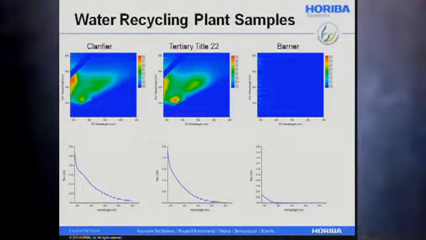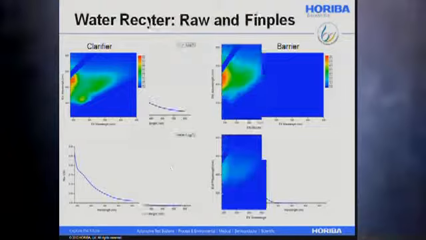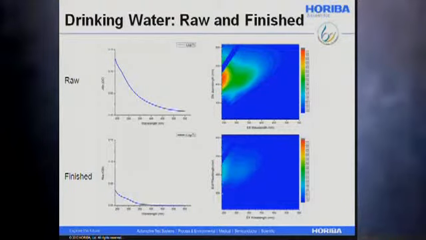Some of the applications here in terms of wastewater treatment, just to show what some of the raw data looks like: clarifier water, tertiary treated water, and the barrier water that gets injected to prevent seawater intrusion. So this is a typical plant type of operation. The surface water treatment compares the raw and the finished water.